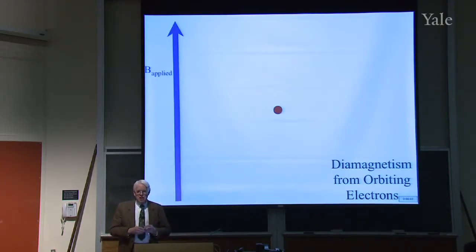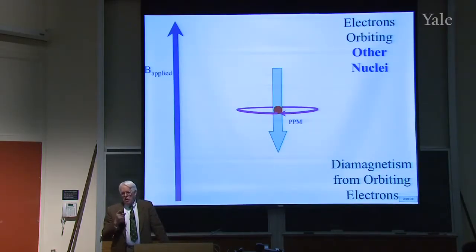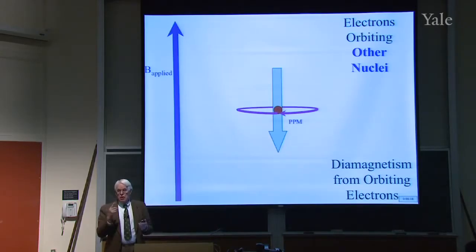So you get diamagnetism from orbiting electrons. So suppose that that red dot is the nucleus, and we're in an applied field, and there are electrons that are circulating around the nucleus, and they create, the name diamagnetism means it opposes the applied field. So they reduce the field that's seen by the nucleus, and that's the source of these shifts that we were talking about. Okay. But now we're talking here about electrons orbiting around this nucleus, the one we're looking at. There are lots of other electrons in the molecule orbiting other nuclei. What effect do they have?